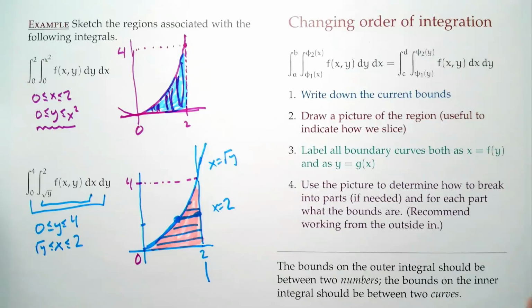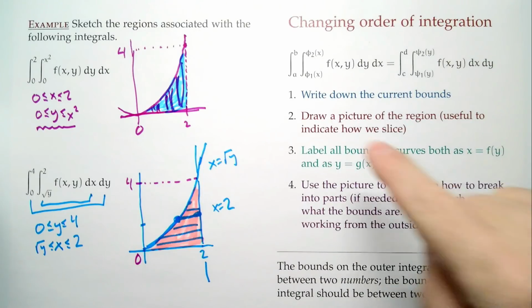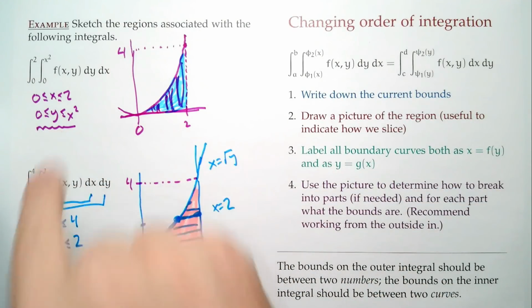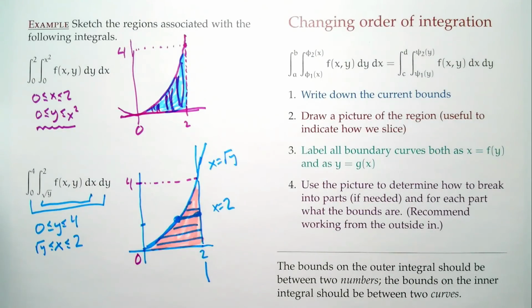And there's a comment here, which I think is a really nice comment down here. I just want to point this out. If you look on the bounds on the outer integral, it should always be between two numbers. So the outermost integral should always go from a number to a number. The next layer in is always going to be between two curves. So you'll see like, y equals 0 to y equals x squared, or x equals square root of y to x equals 2. So the outer layer numbers, the next layer is curves.